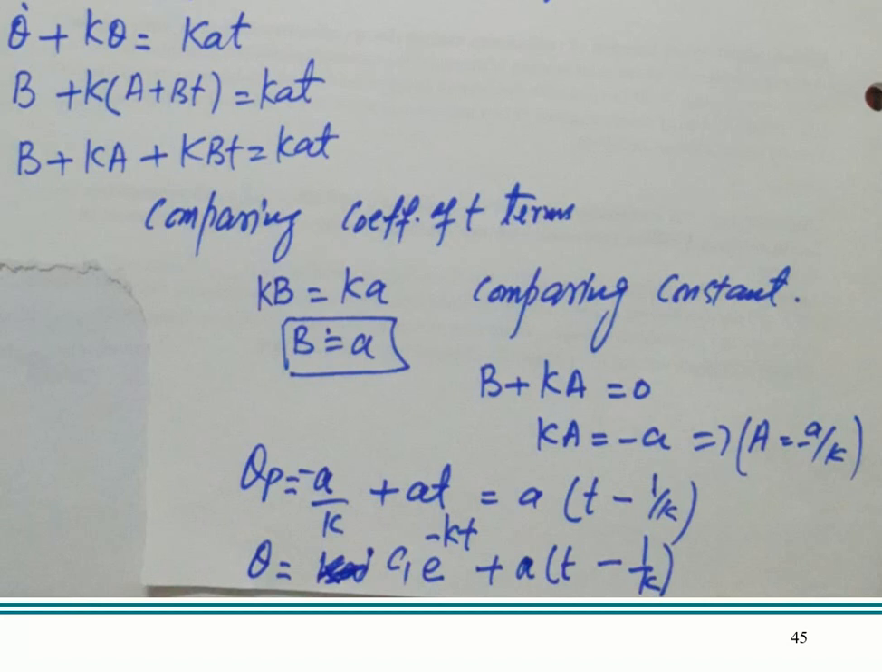Now we can find out, because b plus ka is equal to 0, so ka is equal to minus b, and then we get theta p, that particular solution, is equal to minus a by k plus at. That is right, because we assumed a plus bt. So the total solution, the temperature difference as a function of time, is equal to C1 e raised to power minus kt plus a times t minus 1 by k.